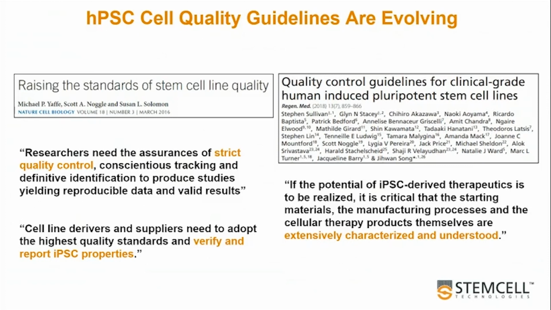Here I show two examples of publications highlighting some of the issues. One by the New York Stem Cell Foundation and one by a large group of stem cell banks and international consortia led by the Global Alliance for iPS Cell Therapies. They touched on many themes, but one that applies to all hPSC research is this idea of the importance of quality control, verifying iPSC properties, and extensive characterization to ensure valid and reproducible data.